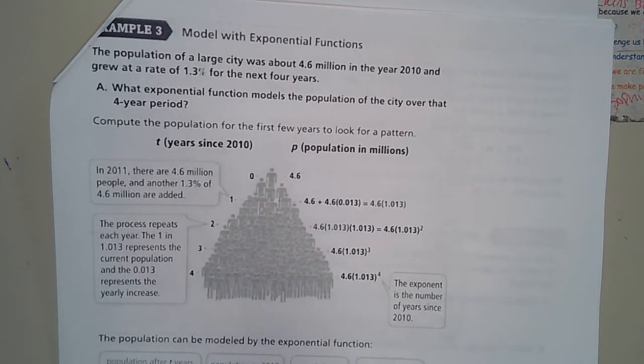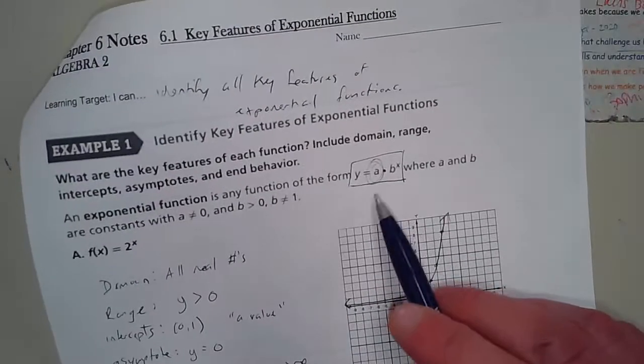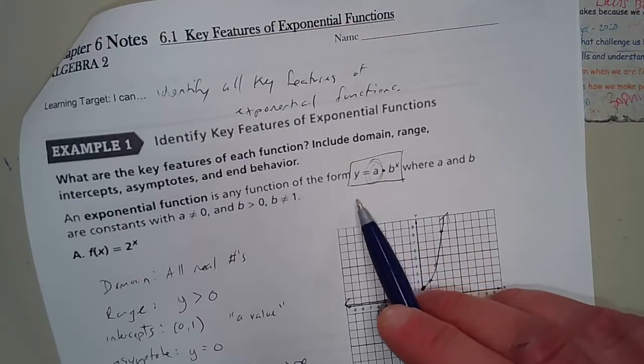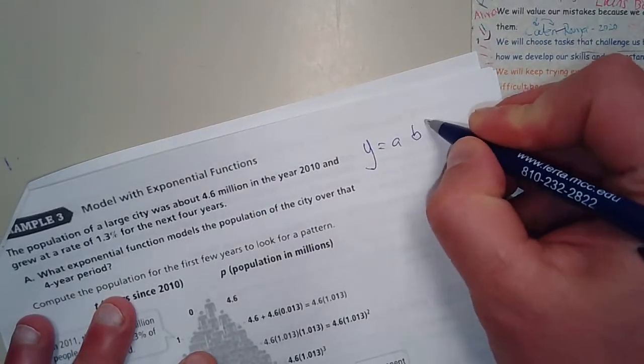All right, so we're going to move on to example 3 today. Remember from the notes that we talked about yesterday, so real quick, I'm going to rewrite it. This is our base exponential function. It's y equals ab to the x. So I'm going to write that down to reference as we go here.